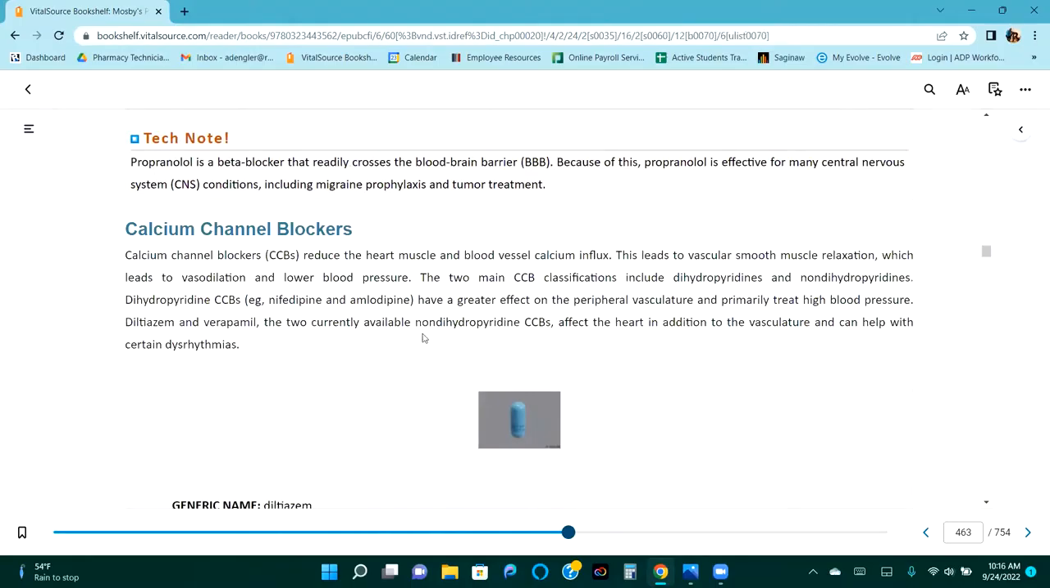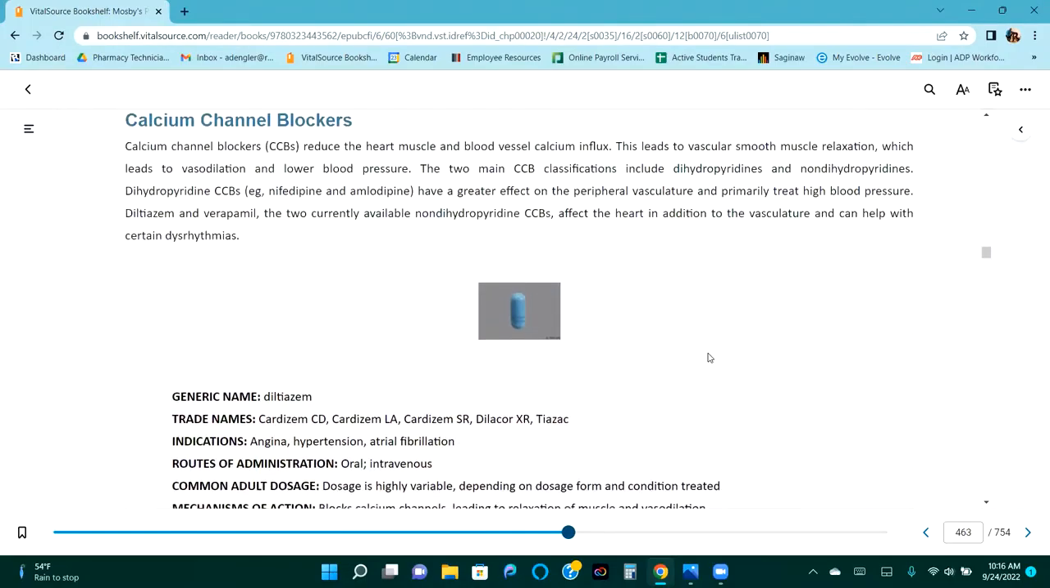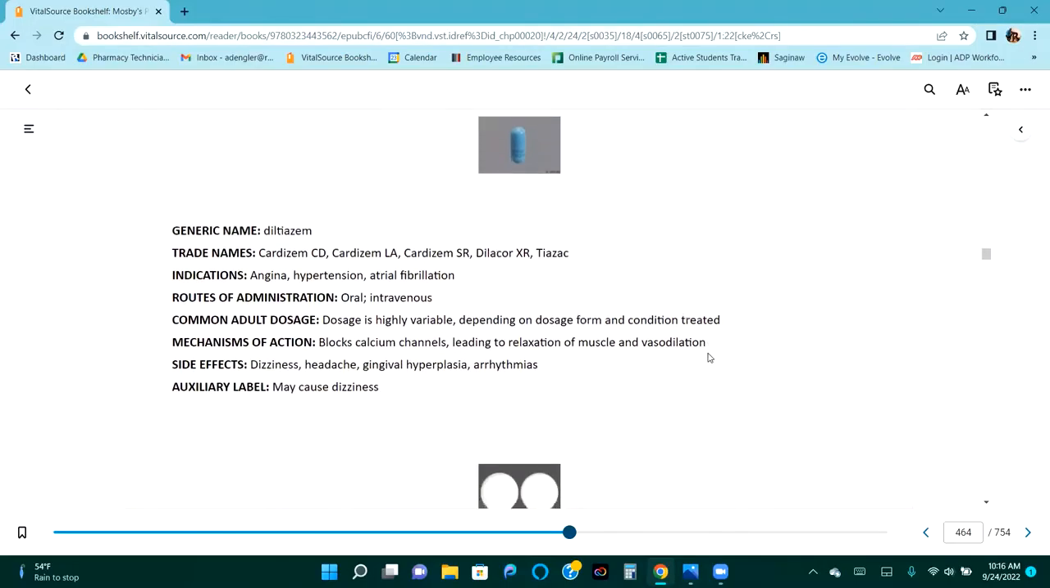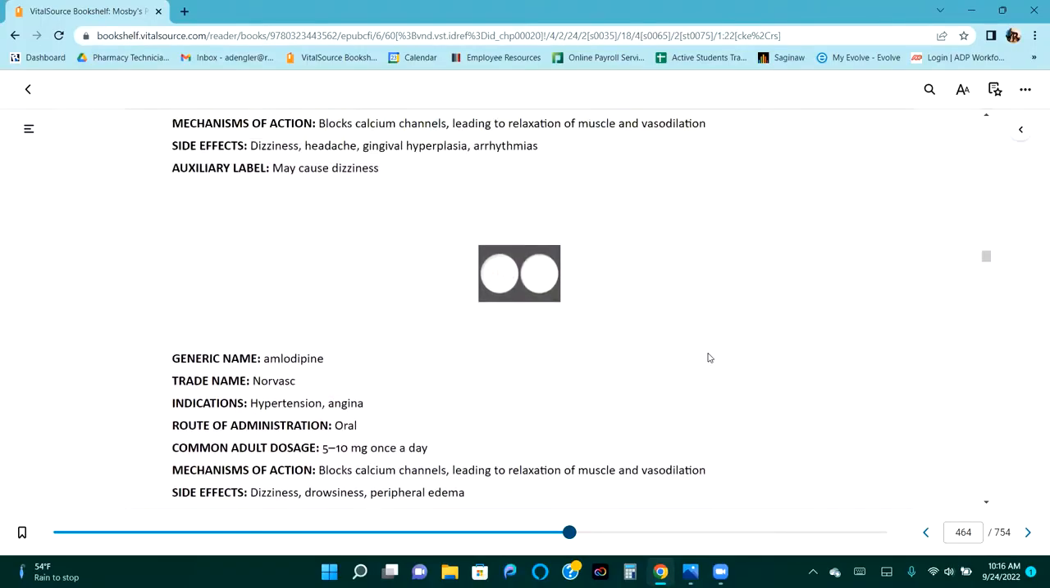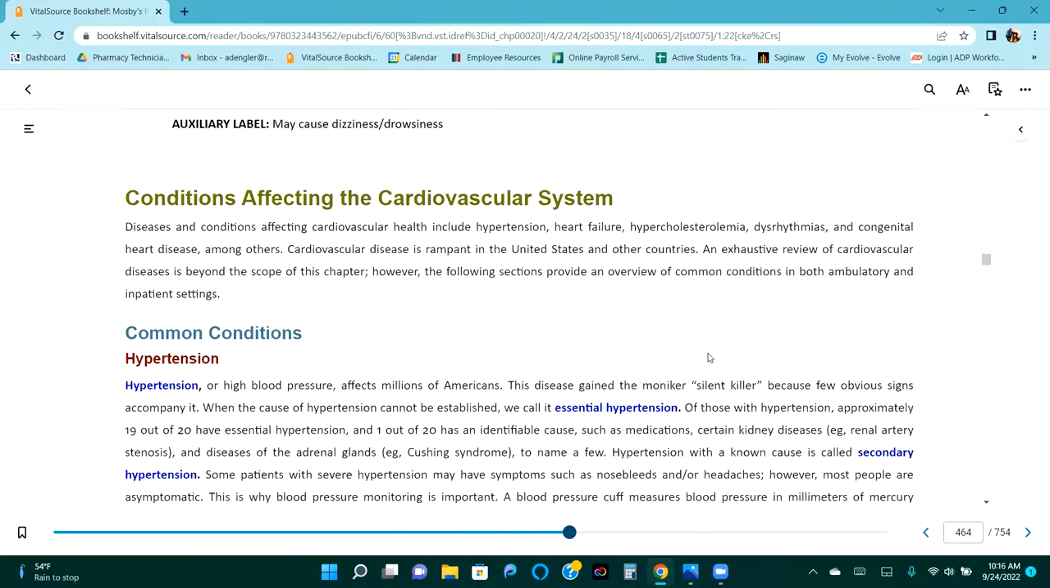Calcium channel blockers reduce calcium influx into heart muscle and blood vessels. This leads to vascular smooth muscle relaxation, which leads to vasodilation and lower blood pressure. The two main CCB classifications include dihydropyridines and non-dihydropyridines. Some examples: Norvasc, Cardizem.